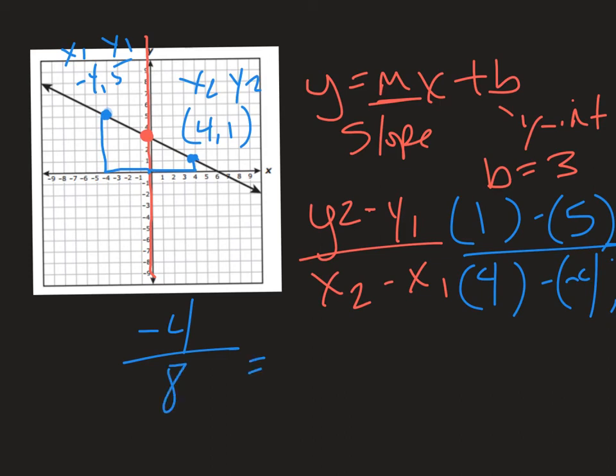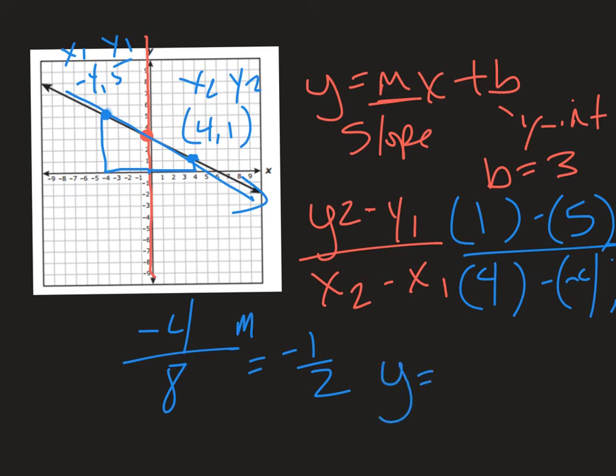This simplifies down to a -1/2. Okay, this is going to be our slope, our m. So m is equal to -1/2. Notice, guys, we know it's a negative slope because it's already going down to the right. We know that already. So now let's plug these into our formula.